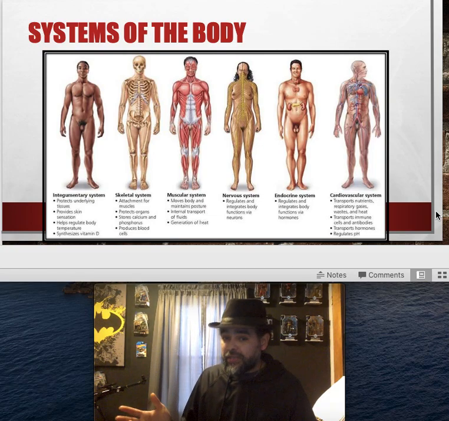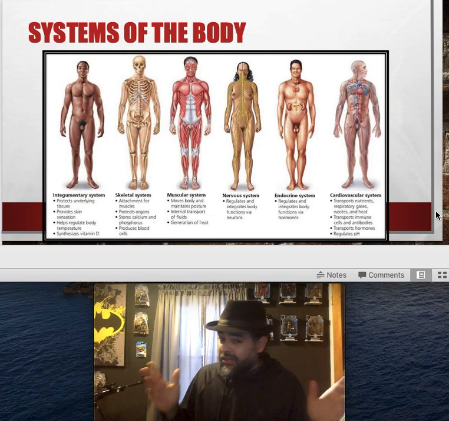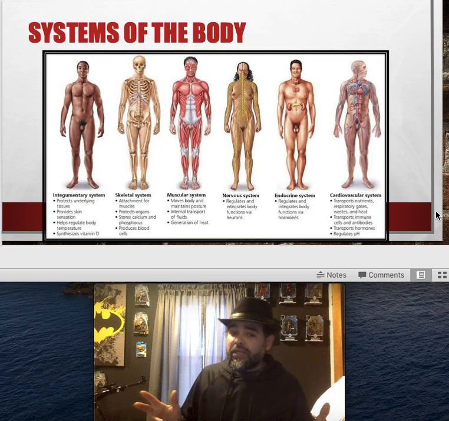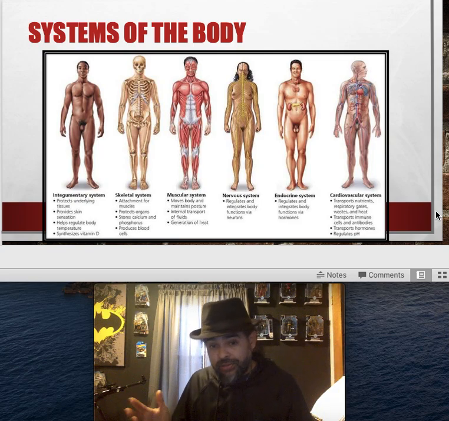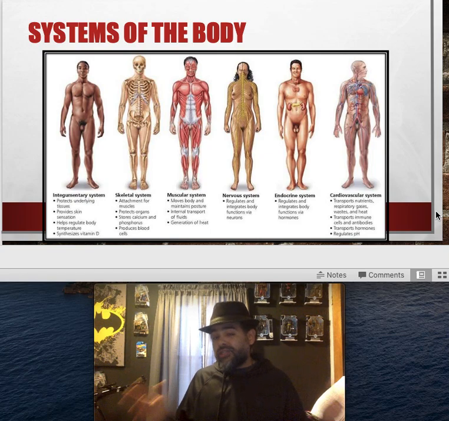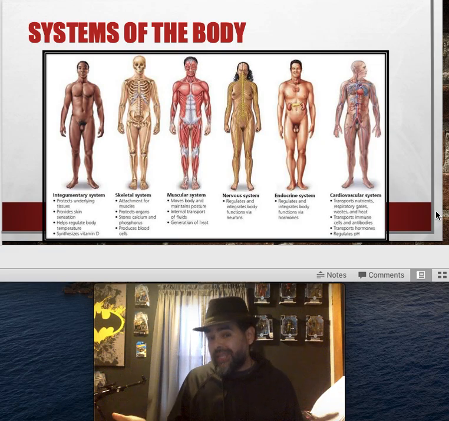The muscle system is associated with movement. Every single movement that we can do as humans is directly related to the muscle system. But not only that, the muscle system is also in charge of generating heat to maintain our body core temperature, which I think is something really, really cool to think about when thinking about the muscular system.